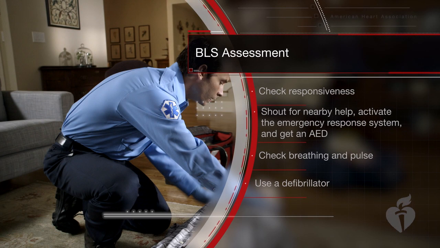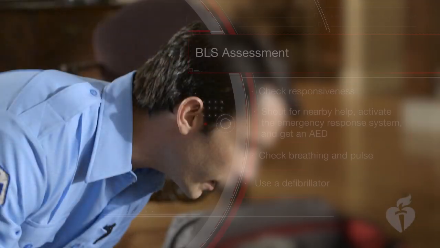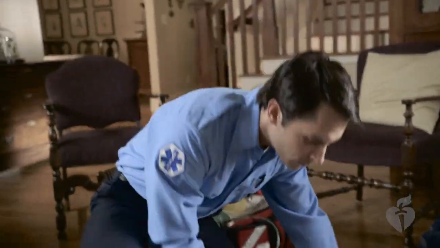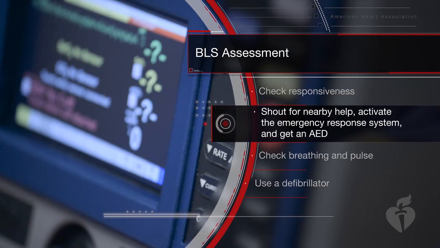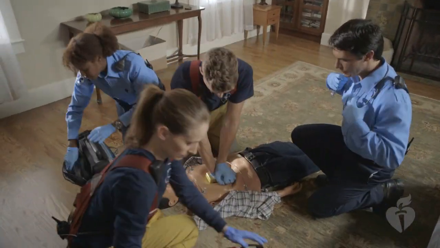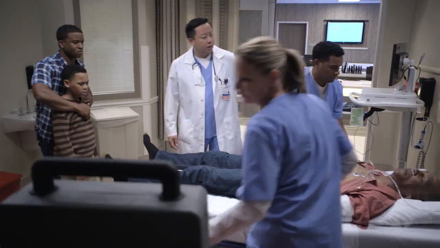For unconscious patients, you'll follow the BLS assessment. First, check for responsiveness. Tap and shout. Are you okay? If the patient is unresponsive, shout for help. He's unresponsive, I need help! Activate the emergency response system and get an AED or defibrillator. Depending on the circumstances, EMS providers may need to call for additional responders to assist with the patient. In some settings, the healthcare provider may assess the patient's breathing and pulse before activating the emergency response system.